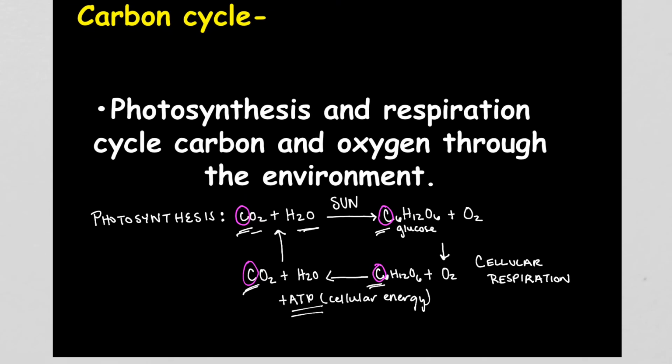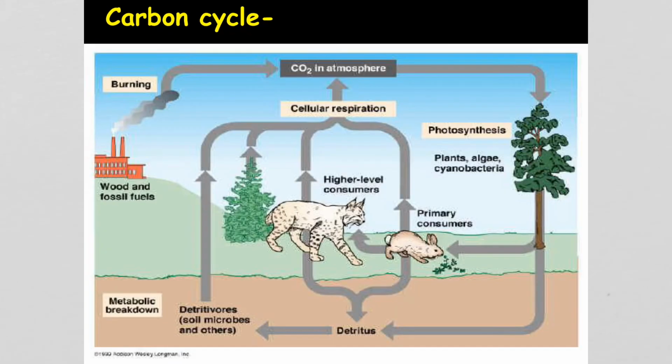So photosynthesis and respiration cycle carbon and oxygen through the environment. There's other examples of carbon cycling as well. Burning of fossil fuels is going to release what's called greenhouse gases into the atmosphere, which are carbon-rich.